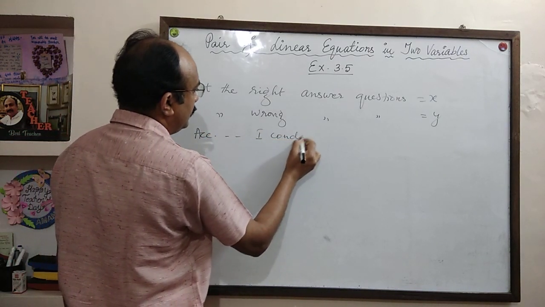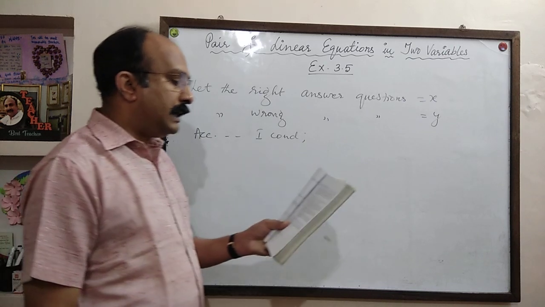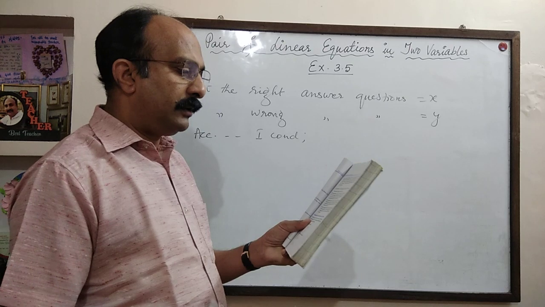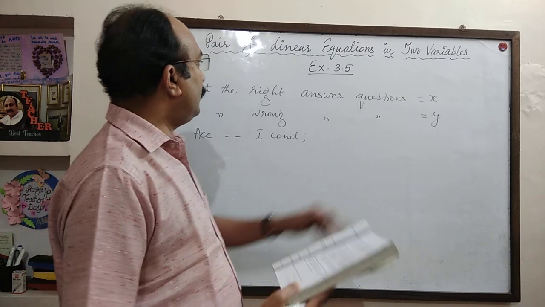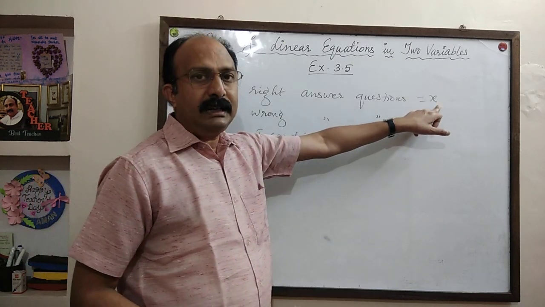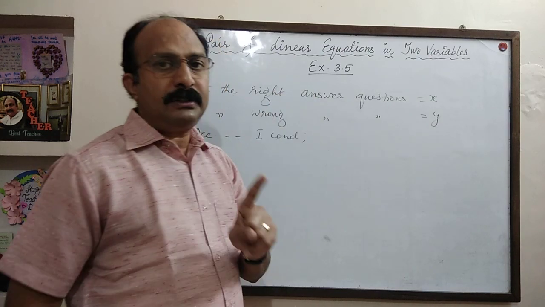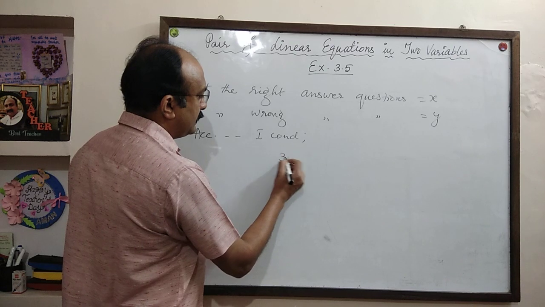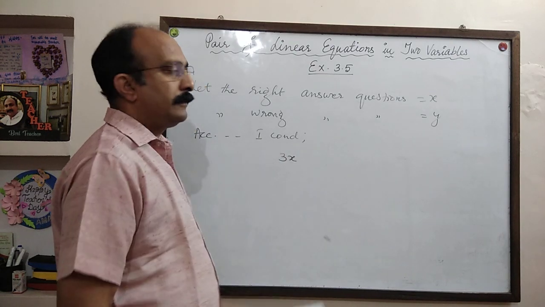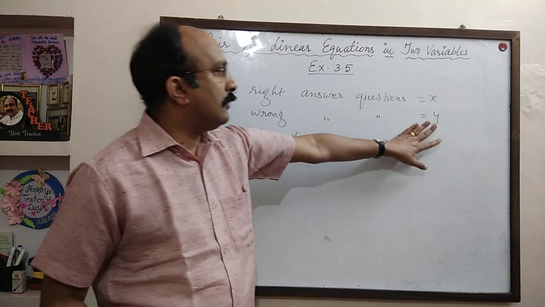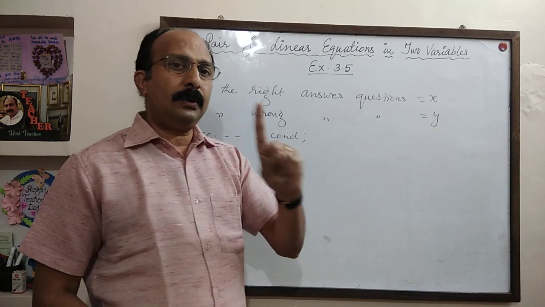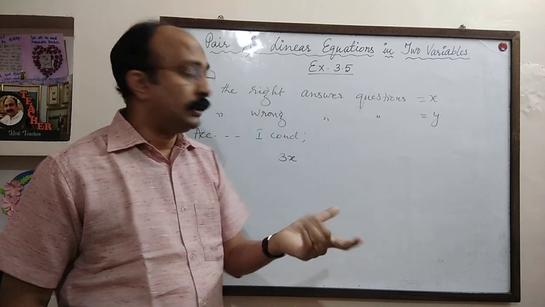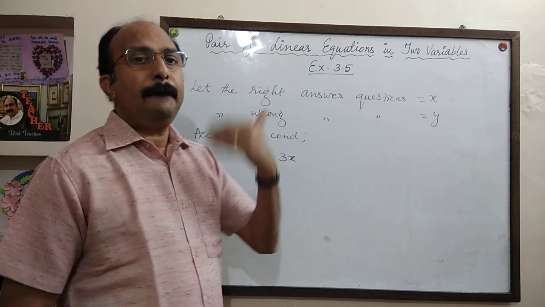According to first condition, for each right answer you will get plus 3 and for each wrong answer you will get minus 1. So if there are x right answer questions and if each question will be given 3 marks, what is the total mark? 3x. But you have done y wrong answer questions and for each wrong answer question you will get minus 1. So what will be your total score? 3x minus y.